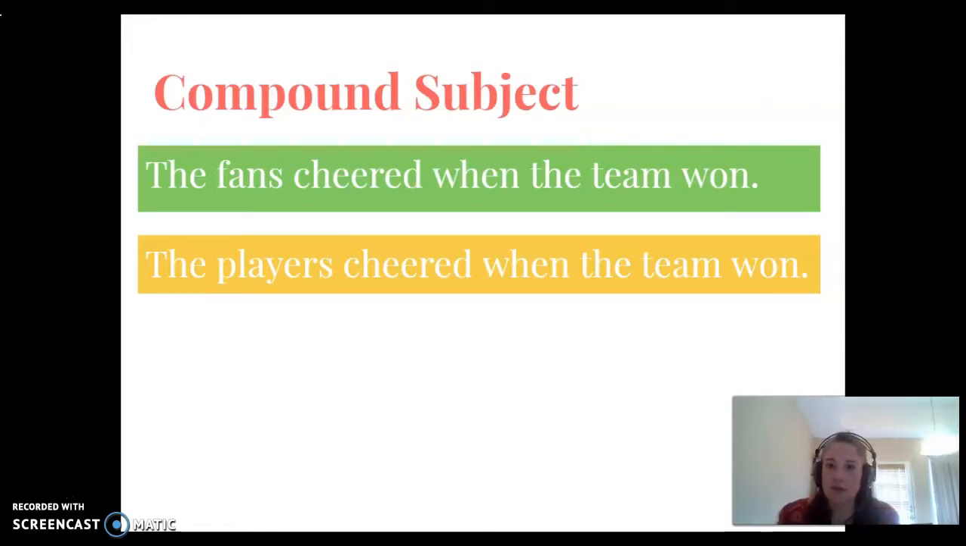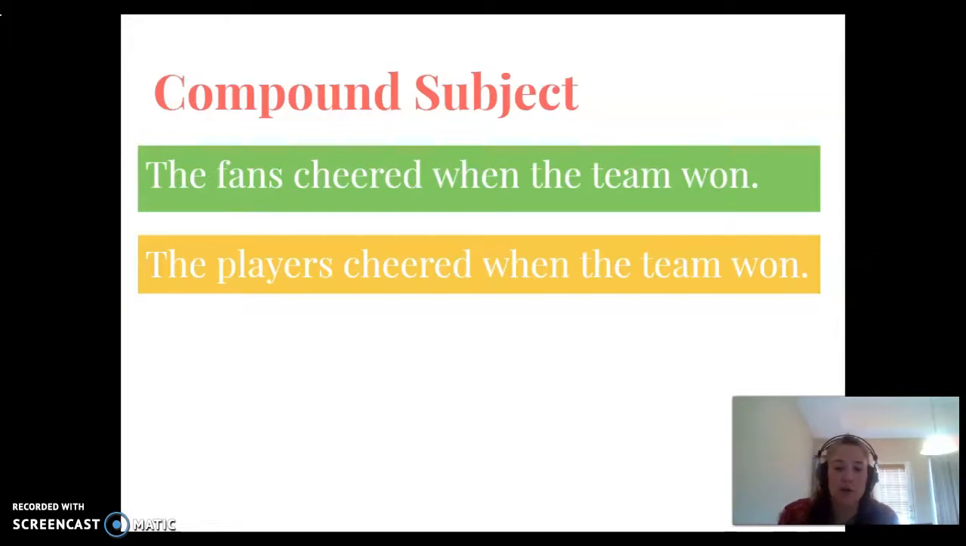Well, there is something that I noticed right off the bat. They both say cheered when the team won. And I know that's the action. So that is my predicate. I'm only going to write that once. I'm not going to say cheered when the team won and cheered when the team won. That doesn't make sense. So it's just going to become one thing. Cheered when the team won.